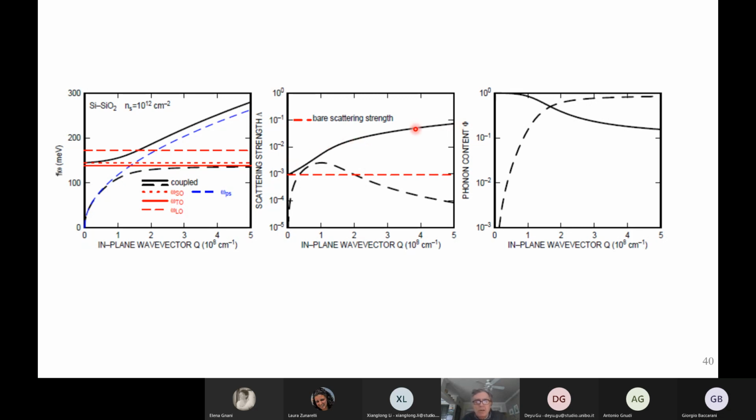So this huge scattering with the plasmon should not be taken as a tragedy, because it's really doing nothing in this particular case. And this, you see the same thing, the phonon content. You see that the upper, high frequency dispersion starts as a phonon, becomes a plasmon, so the phonon content drops. The opposite happens for the low frequency branch. Okay.